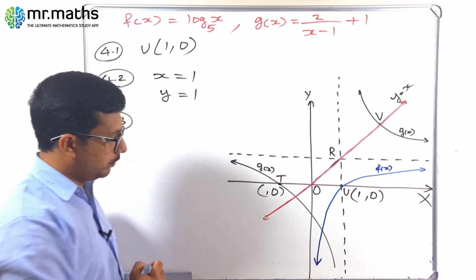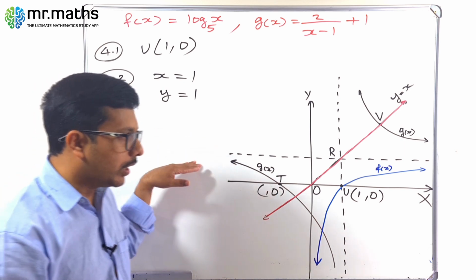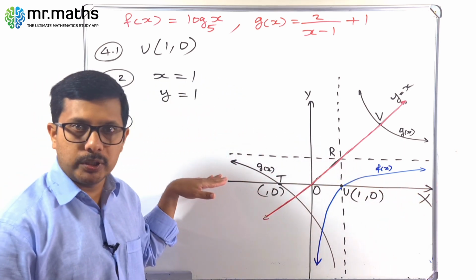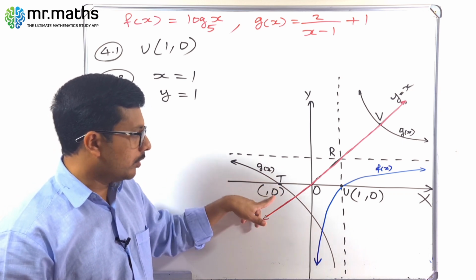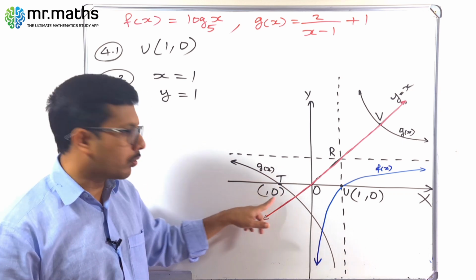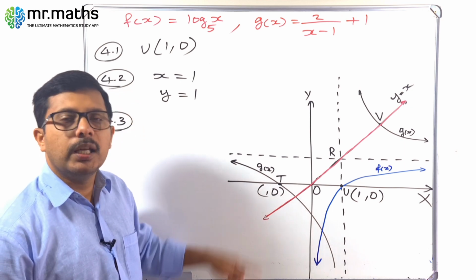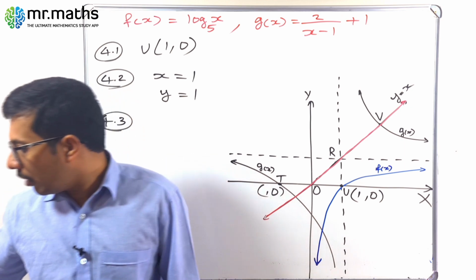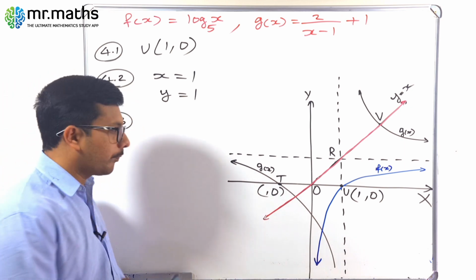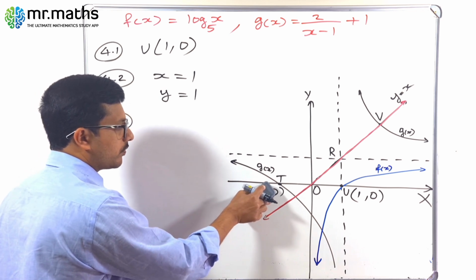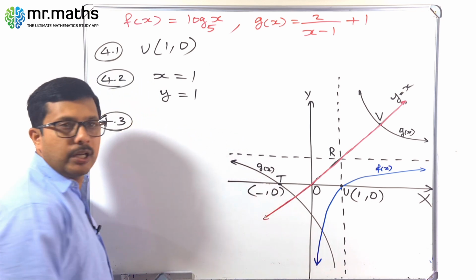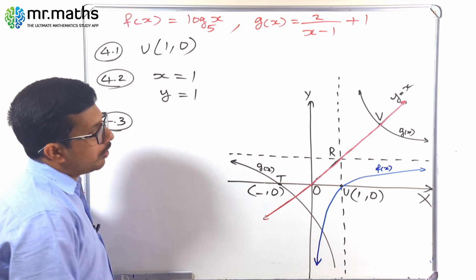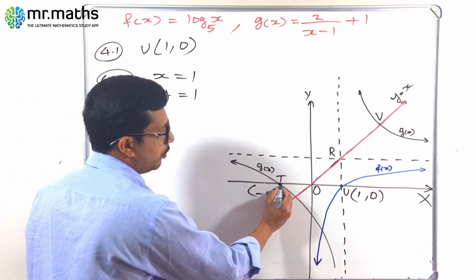Okay, so this point t is the x-intercept point. Am I right? It's on the x-axis. So at the x-intercept, of course, the y value is 0. So we have to find what the x value is there. Okay, so how can you find the x value of this point t?